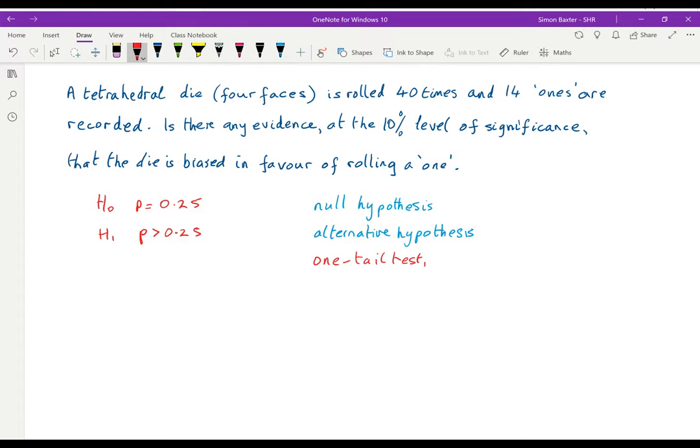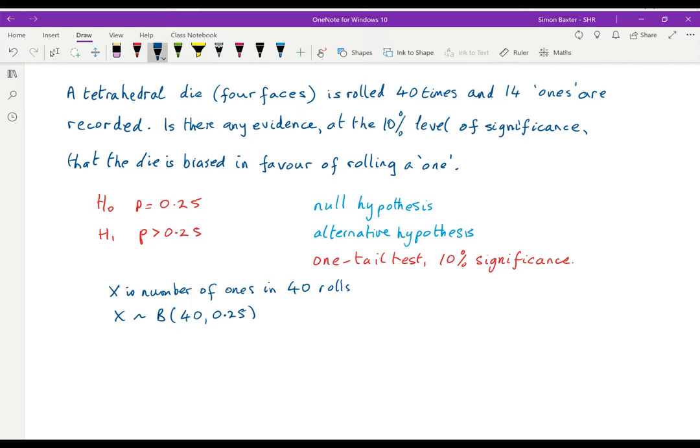And it's helpful just to remember what the level of significance is, 10% significance. It's not always 5%, so worth making a note of it. Let's suppose that x is the number of ones. In 40 rolls of the die, then x is going to be binomial (40, 0.25).